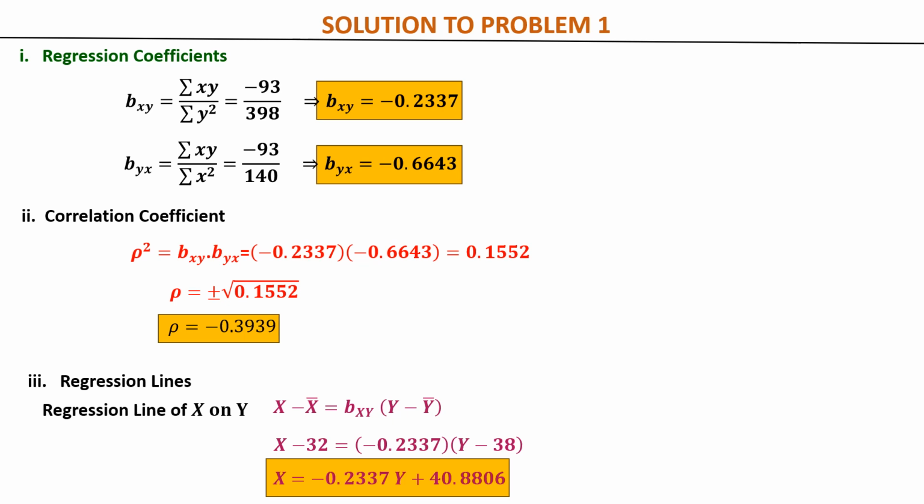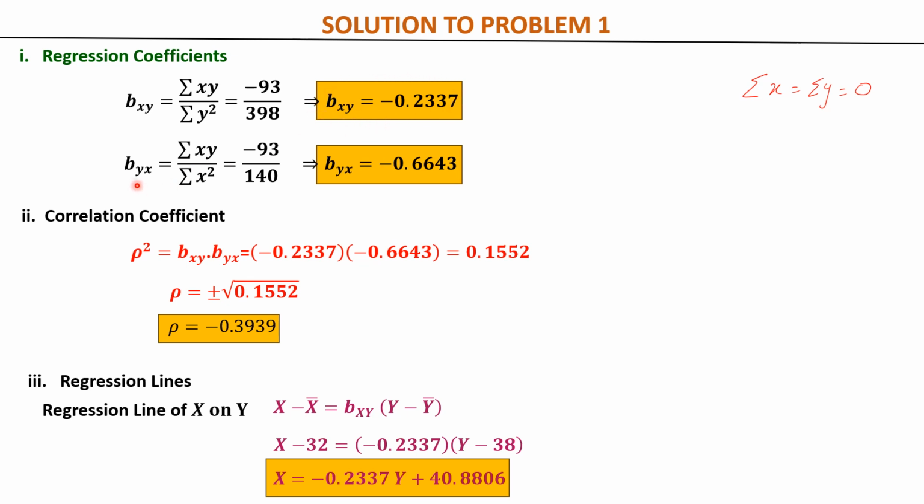For the actual mean method, our bxy, the regression coefficient, is nothing but sigma xy divided by sigma y square, because we find that sigma x and sigma y both are equal to 0. So it's just sigma xy by sigma y square. We have substituted the values based on the table values. We have got the value of bxy. We see that it is negative.